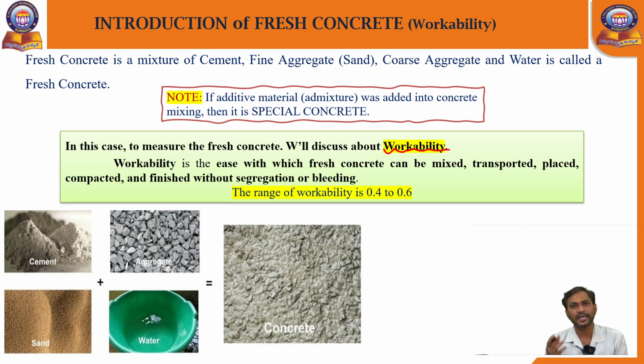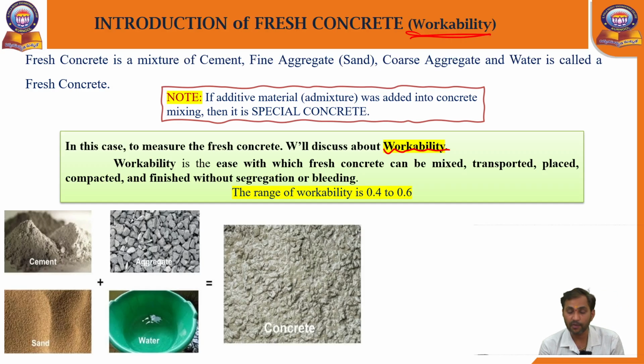For the aggregates, what properties are there? Strength, toughness, hardness. For the cement, what properties are there? Fineness, specific gravity and strength. Like that, fresh concrete also has properties. Two properties will be there. For fresh concrete, the property we take is workability. For hardened concrete, we take the strength property or the modulus of elasticity property.